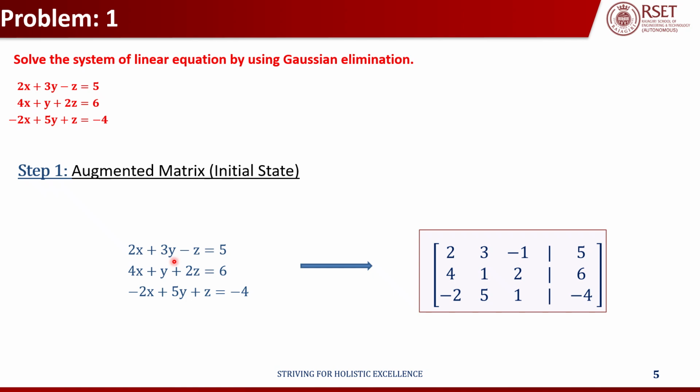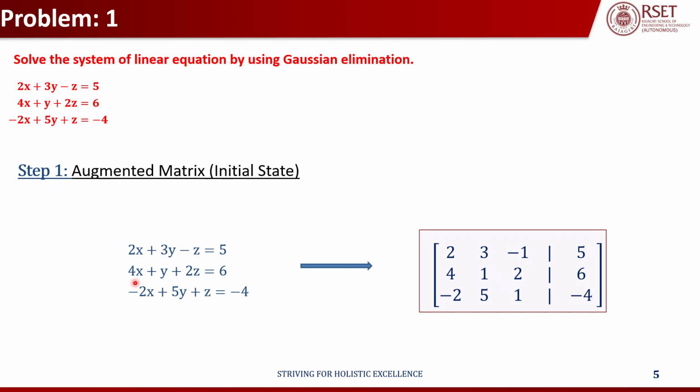And the second element is 3. That is, the coefficient of y is 3. I am writing the 3 here. And z is minus 1, and I am writing minus 1 here. And after, instead of equal to, I am drawing a vertical line. And the next thing we have to write is the number here. So I'm writing that 5 here.